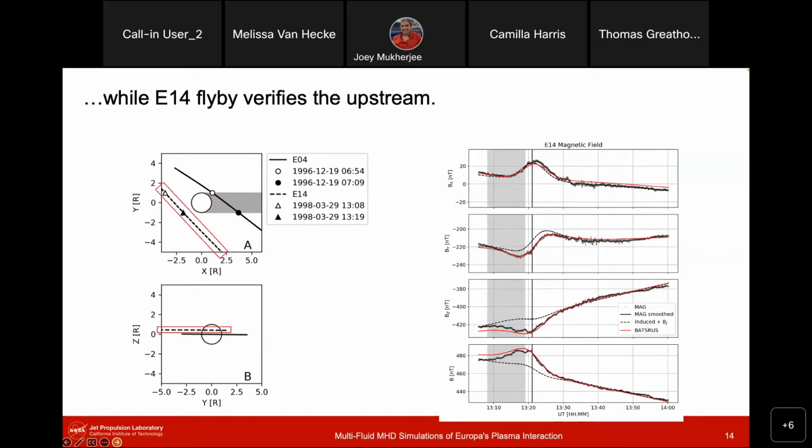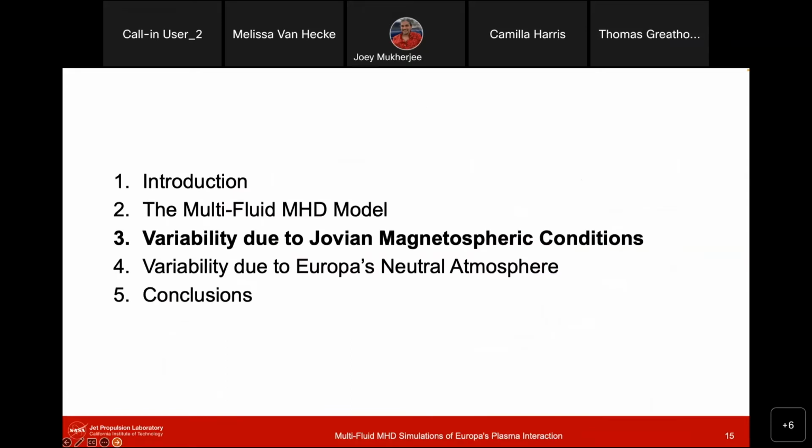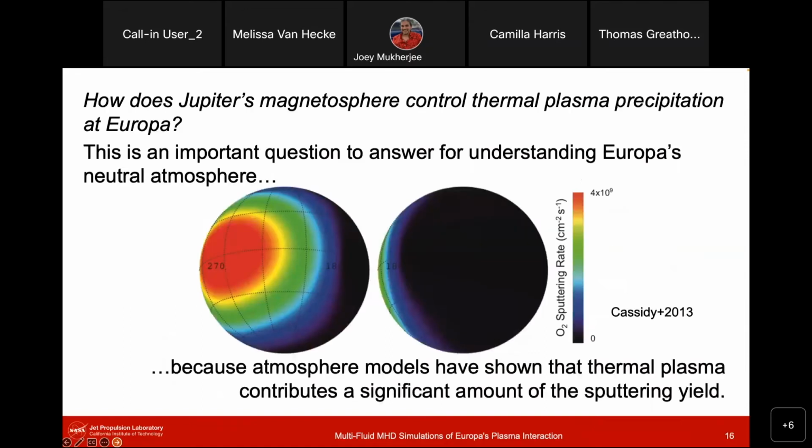So we've also done this with the E14 flyby, and the reason we chose this flyby is just because it goes through the upstream part of the plasma interaction. And I won't linger here too much, except to say that we also see a very good fit there, which indicates that the model is giving us reasonable results that we can safely draw some conclusions from. So that was a very quick tour of the MHD model, and now I'm going to talk about what are the science questions that we can actually answer with it.